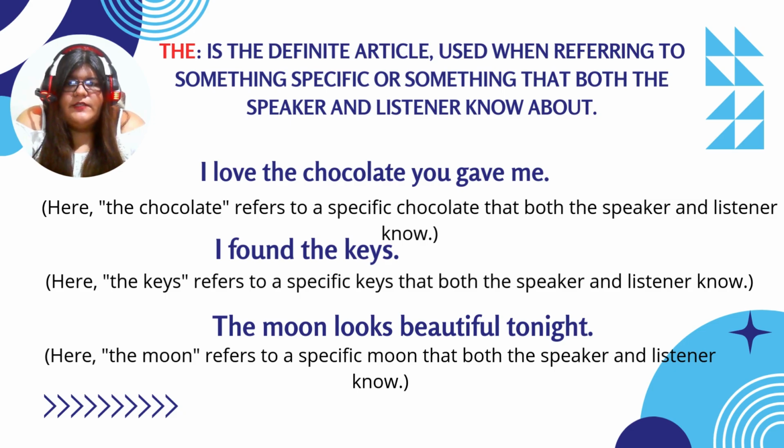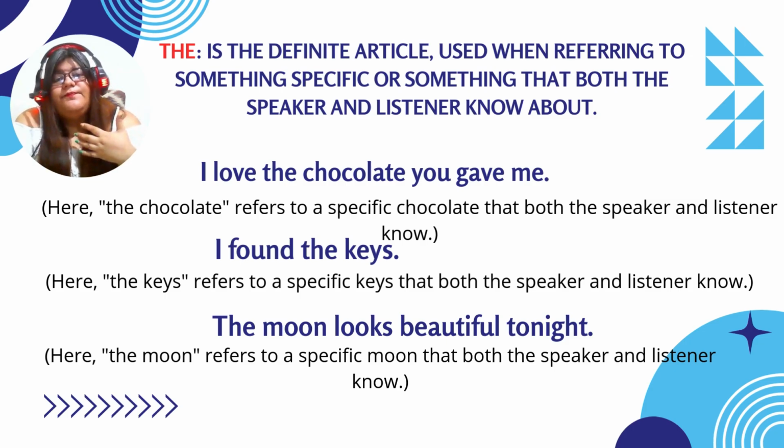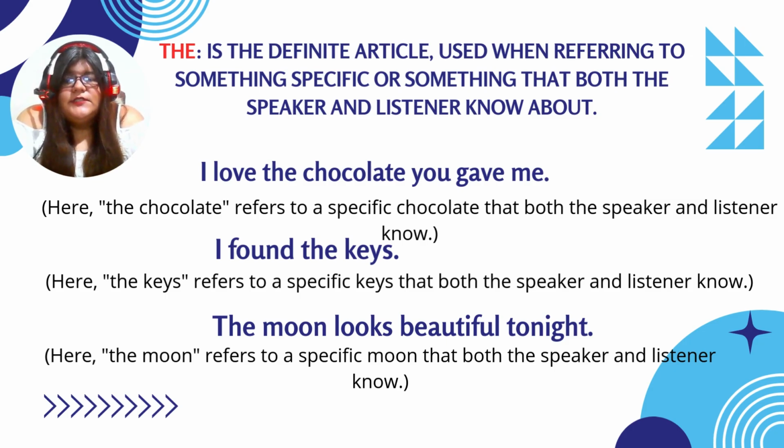We have the definite article the. The is used when referring to something specific or something that both the speaker and listener know. Who is the speaker? Me. And who is the listener? You that are watching this video, right?